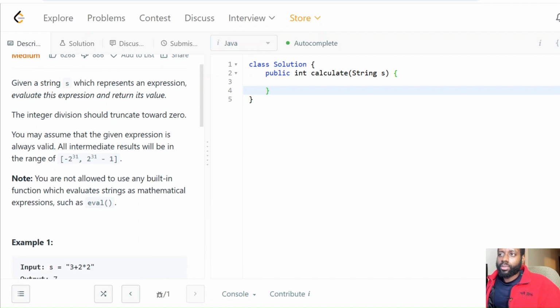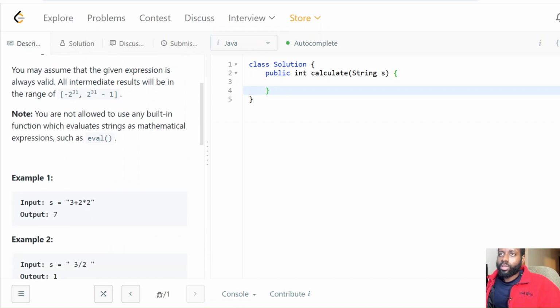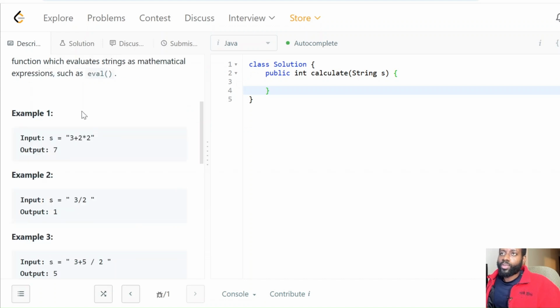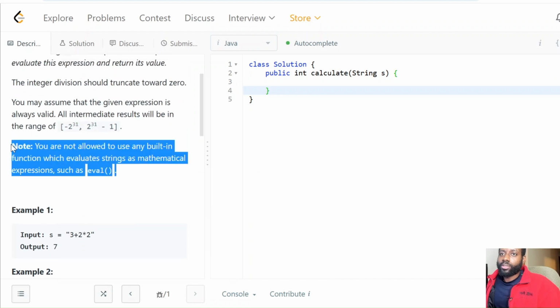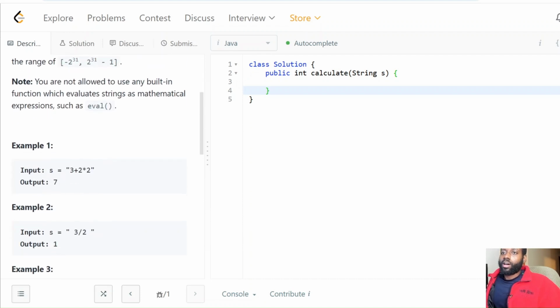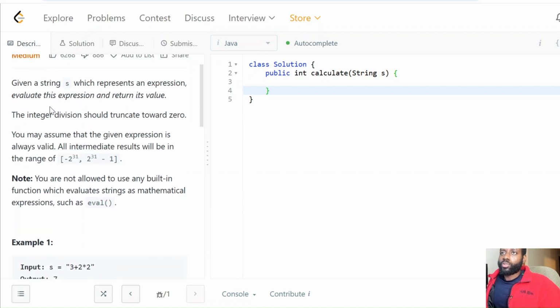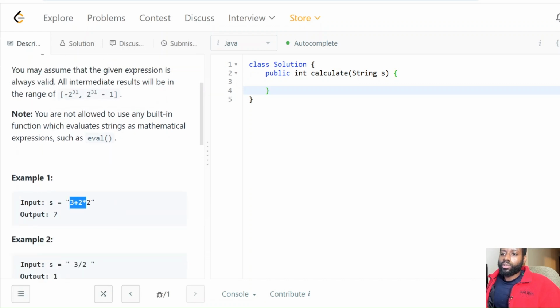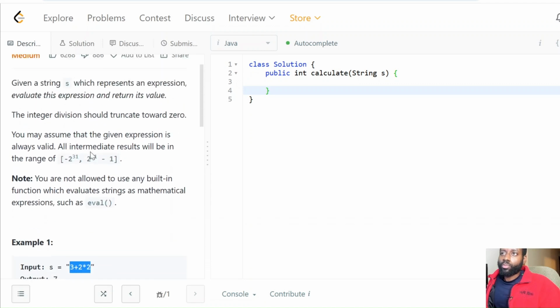You may assume that the given expression is always valid. All intermediate results will be in the range of -2^31 to 2^31 - 1. You're not allowed to use any built-in function which evaluates strings as mathematical expressions, such as eval. So they took the fun out of the question, we can't use eval to solve it for us. So what they're saying is we're given this string and we need to evaluate the expression and return its value.